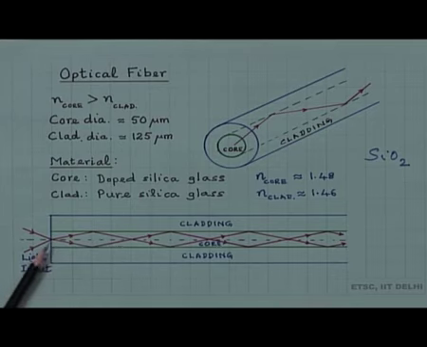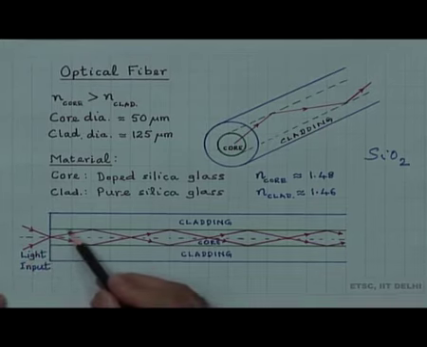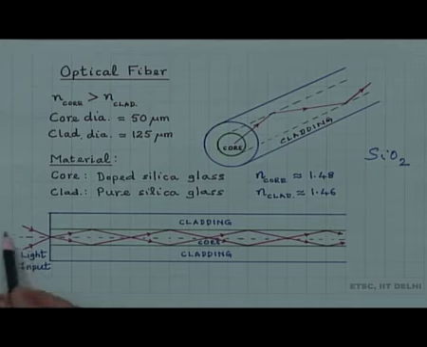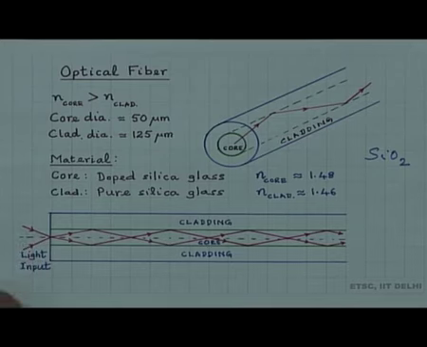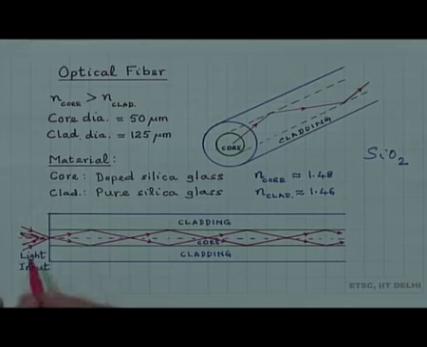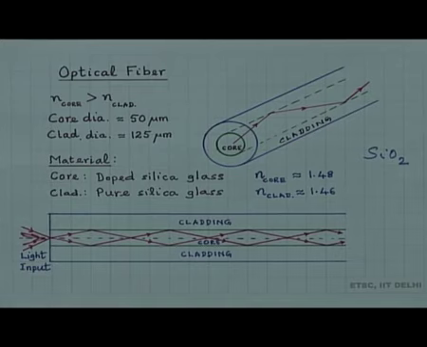Obviously, if I launch light at a larger incident angle here, then it may not be able to meet the condition for total internal reflection at this interface. In this case, a part of the light will refract out, and only a part of the light will get transmitted. So, there is a range of angles for which light gets trapped. It forms a cone like this here and light gets trapped inside.